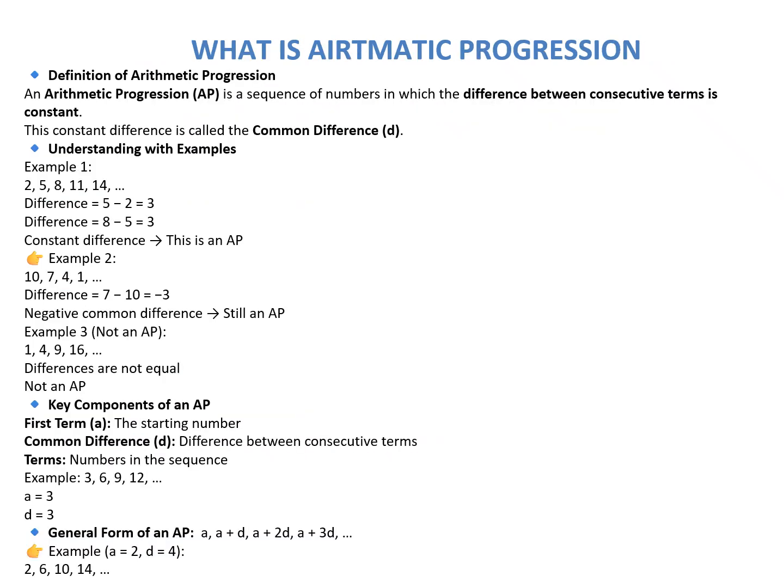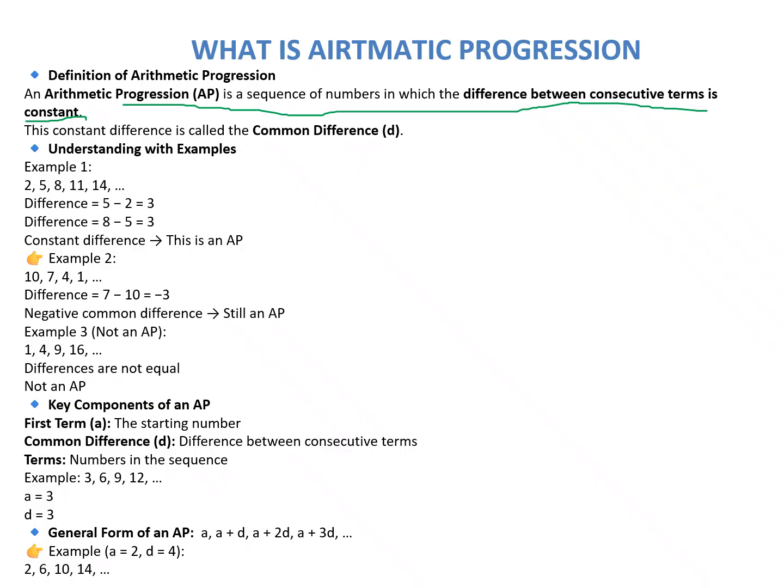Now we'll talk about the AP, which we normally call an arithmetic progression. An arithmetic progression is a sequence of numbers in which the difference between consecutive terms is constant. This is very, very important. The consecutive terms are the terms which are in order, and we have to find the difference and ensure that it is the same. Let's say there are three numbers: the difference between the first and second, the difference between the second and third, and the difference between every subsequent pair of numbers, that is constant.